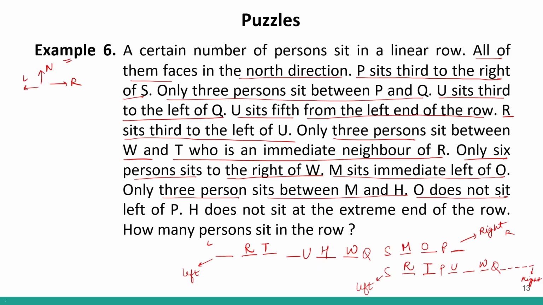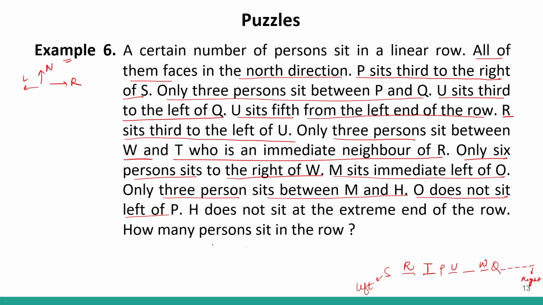And O does not sit to the left of P. So O does not sit to the left of P. That means this particular possibility is incorrect, because in this possibility O is sitting to the left of P. So this is incorrect. We will continue with the second possibility. Correct? So let me draw the second possibility in a clearer manner.